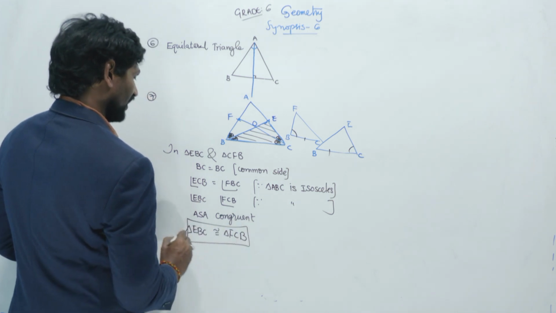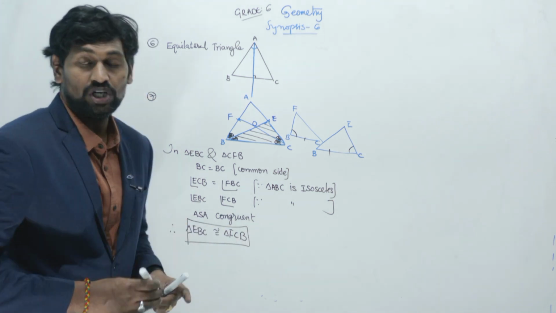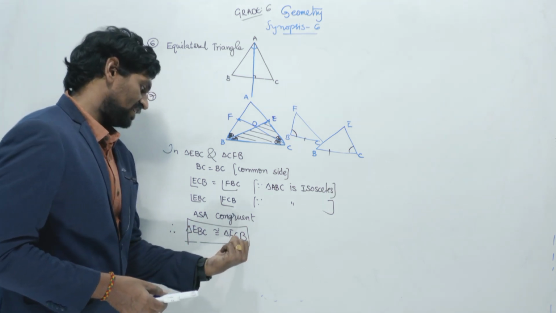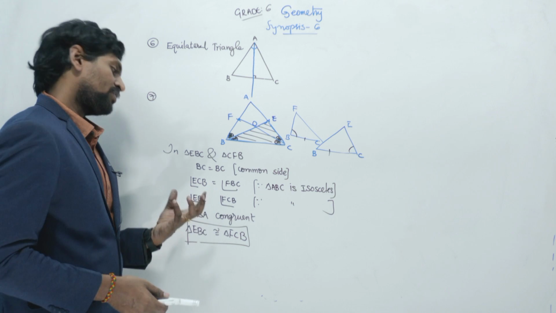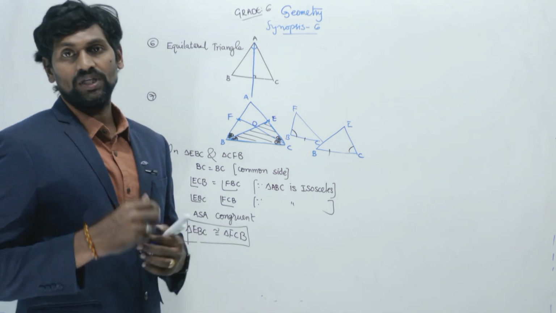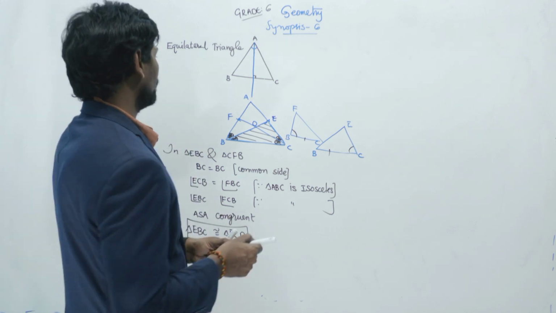FCB. This is our required answer. Go through the options, which are given like this: EBC and FCB. You can go through that option. Okay? So let us move on to the next problem. Problem number 8.